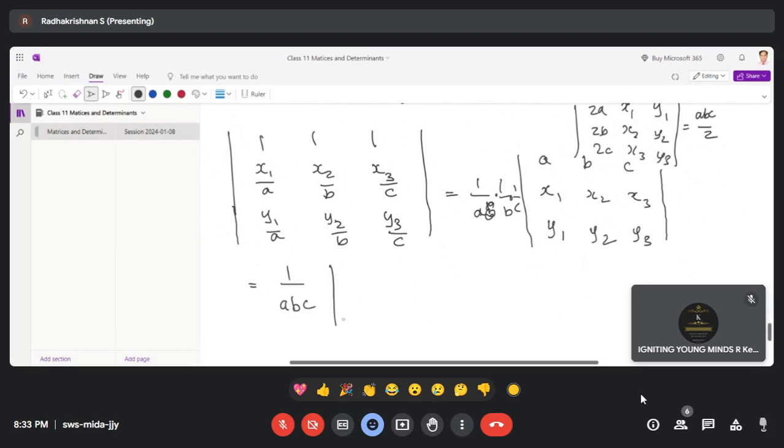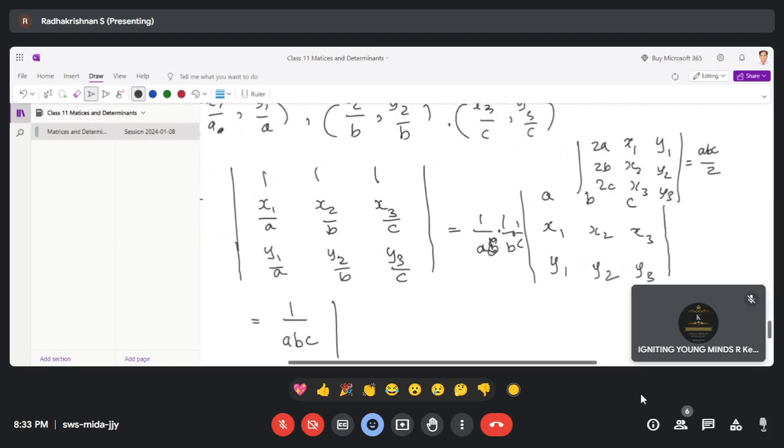See, you see that, I have written this matrix in one form and this is another form. x1, x2, x3 is a row here, and now it is a column. One property of determinant is that the value of a determinant and its transpose is also equal to the determinant itself. The transpose doesn't change the value. So we can write it like this, a, b, c.